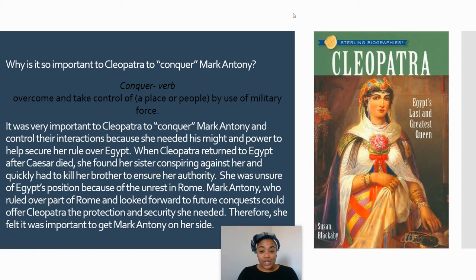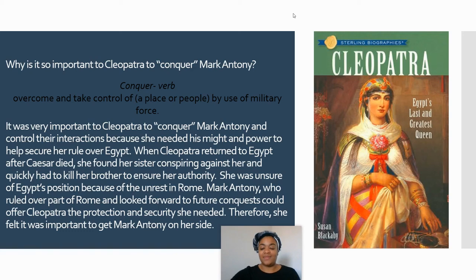When Cleopatra returned to Egypt after Caesar died, she found her sister conspiring against her and quickly had to kill her brother to ensure her authority. She was unsure of Egypt's position because of the unrest in Rome. Mark Antony, who had ruled over part of Rome and looked forward to future conquests, could offer Cleopatra the protection and security she needed. Therefore, she felt it was important to get Mark Antony on her side.